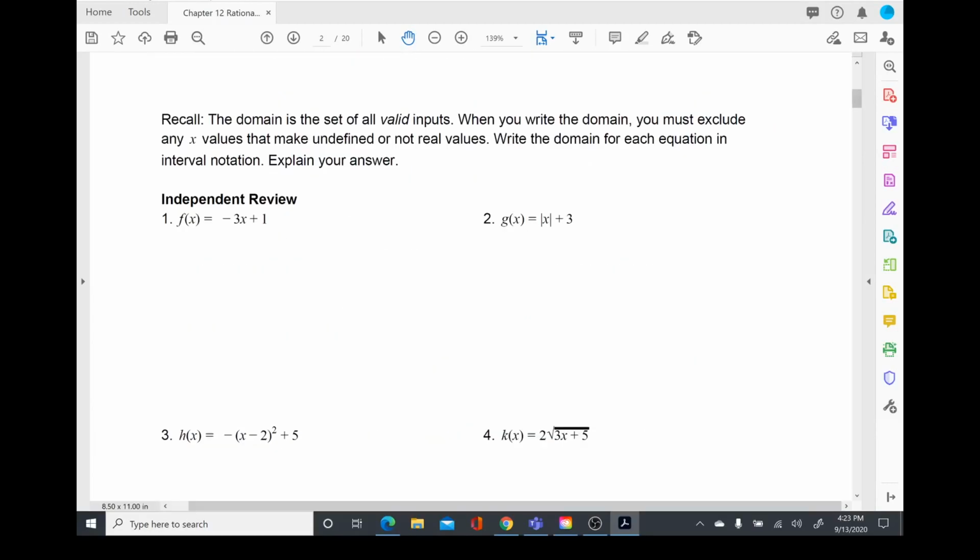You're going to do a little bit of review on domain. So in this independent practice, I want you to write the domain of the functions. So the domain is any x value that will work. And I want you to write each in interval notation, explaining your answer. So in order to explain your answer, you could show me your work or tell me why you're answering a certain way. A graph might be a good explanation of your answer.